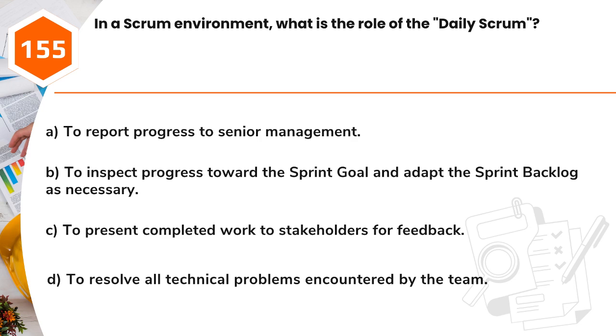Question 155. In a Scrum environment, what is the role of the daily Scrum? A. To report progress to senior management. B. To inspect progress toward the sprint goal and adapt the sprint backlog as necessary. C. To present completed work to stakeholders for feedback. D. To resolve all technical problems encountered by the team.